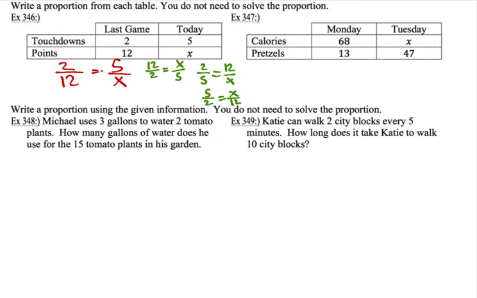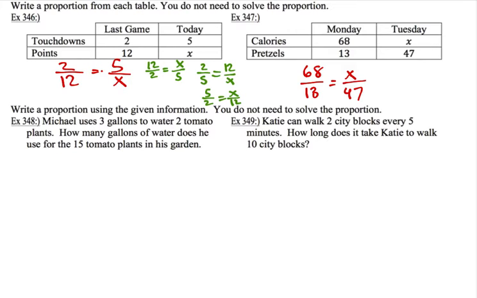Okay, Monday, 68 calories and 13 pretzels, and Tuesday, X calories and 47 pretzels. Well, 68 calories were in 13 pretzels, and X calories were in 47 pretzels. There we go. Write a proportion using the given information. You do not need to solve the proportion.